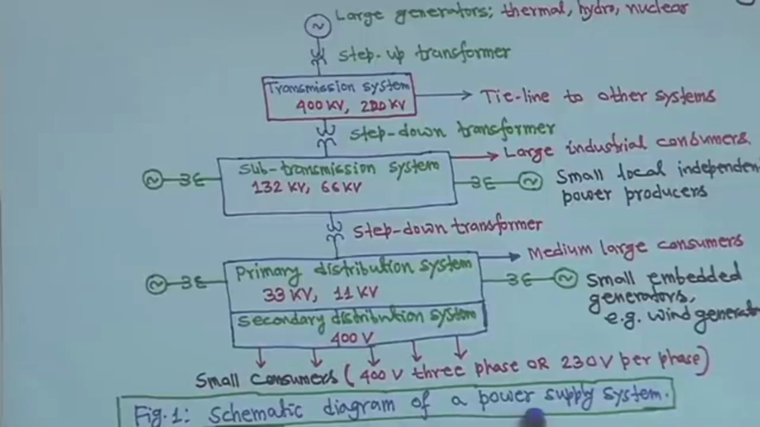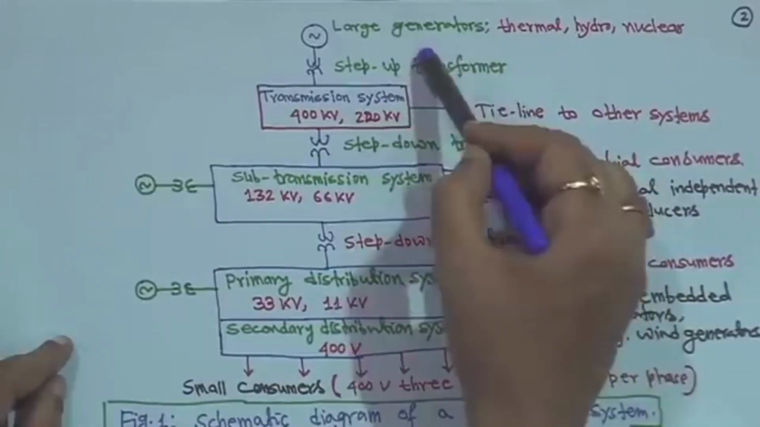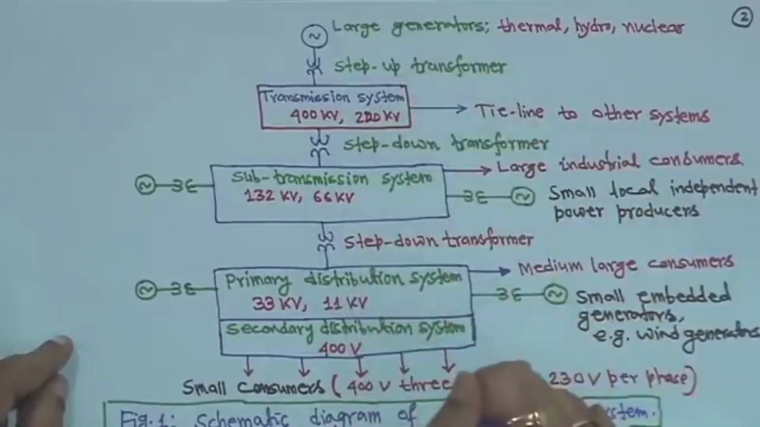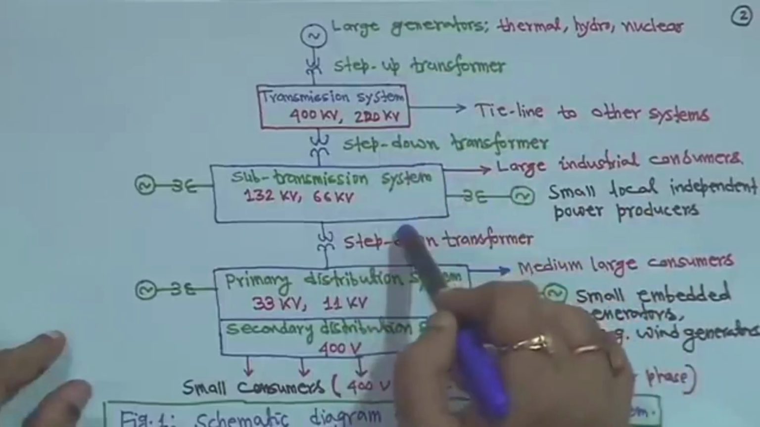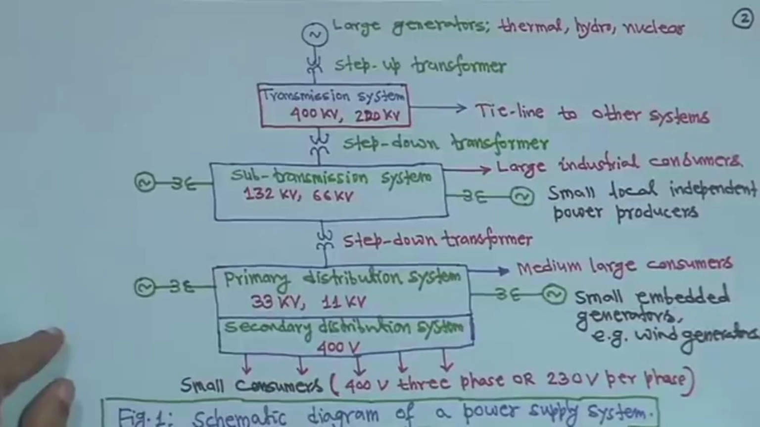So this is a schematic diagram of a power system as a whole, just showing how the power system is from the generating station to the distribution system. In between, transmission and sub transmission systems are there. Particularly a 132 or 66 kV transmission line, we are calling it a sub transmission system, right.